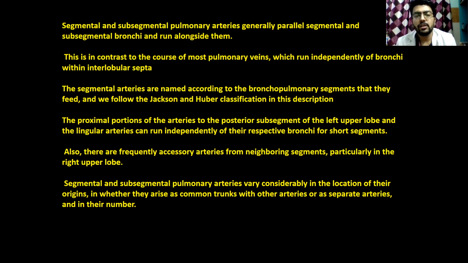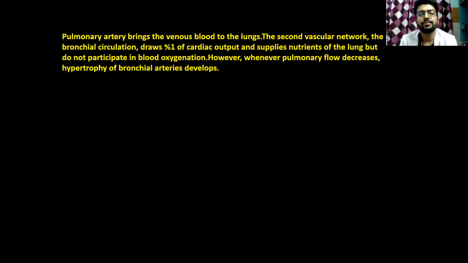The proximal portion of the arteries to the posterior subsegment of the left upper lobe and lingular arteries can run independently of their respective bronchi for short segments. Also, there are frequently accessory arteries from neighboring segments, particularly in the right upper lobe. Segmental and subsegmental pulmonary arteries vary considerably in the location of their origin, in whether they arise as common trunks with other arteries or as separate arteries, and in number.